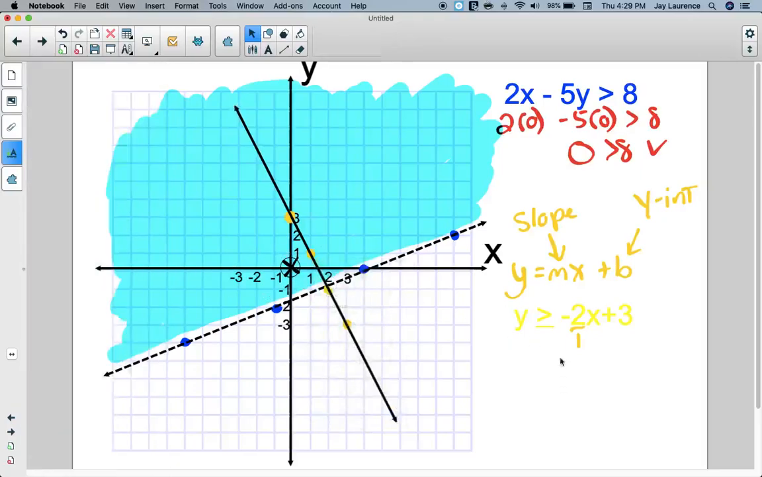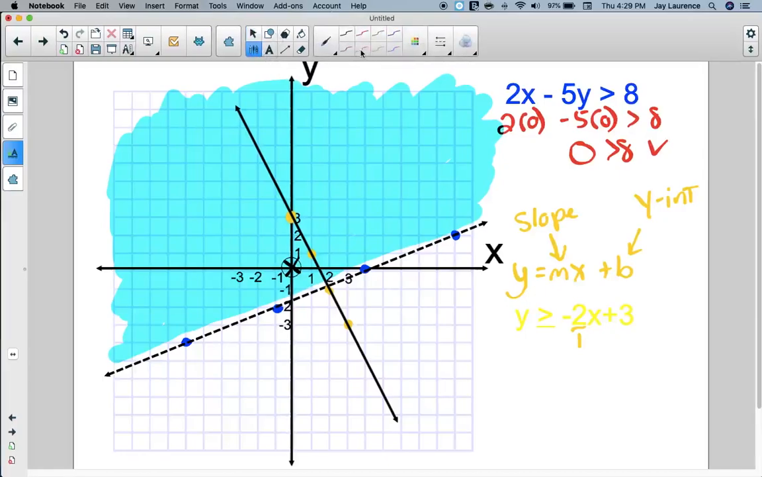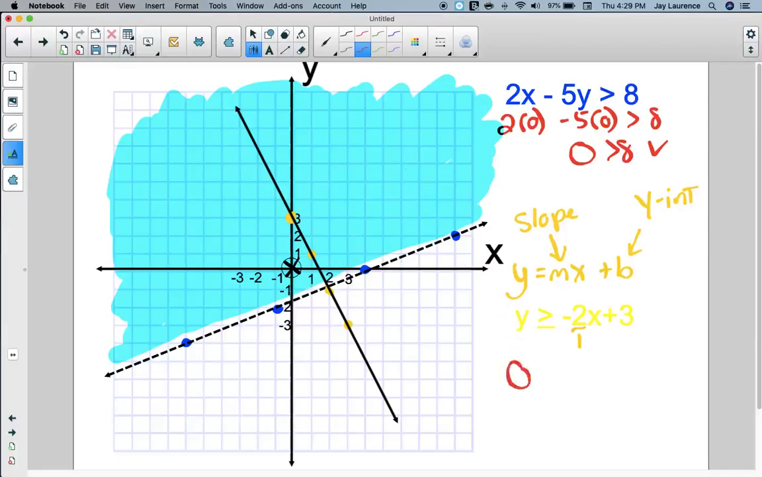Okay. Now I've got to decide on shading. So again, I'm going to plug the origin in. The line does not go through the origin. I can plug 0, 0 in to test my shading. So I'm going to do 0 is greater than or equal to negative 2 times 0 plus 3. So 0 is going to be greater than or equal to 3. That is a false statement.